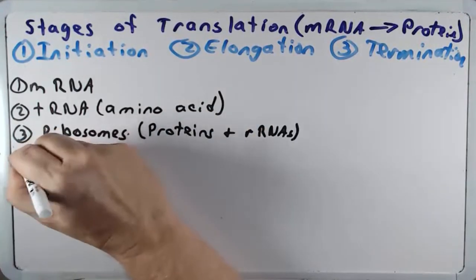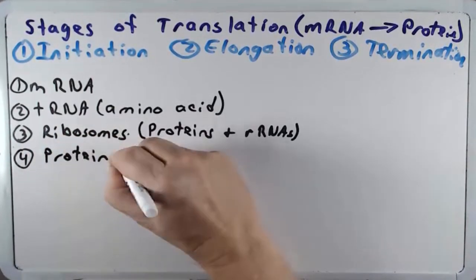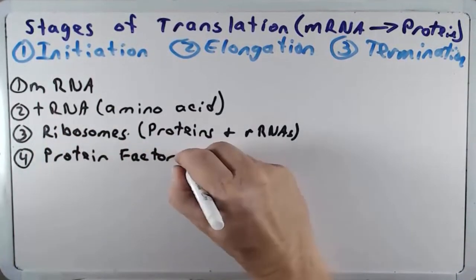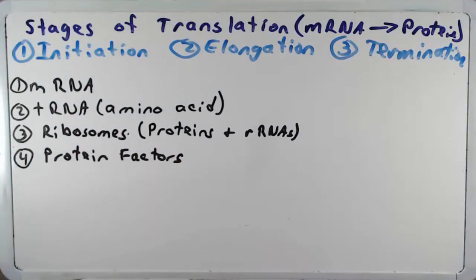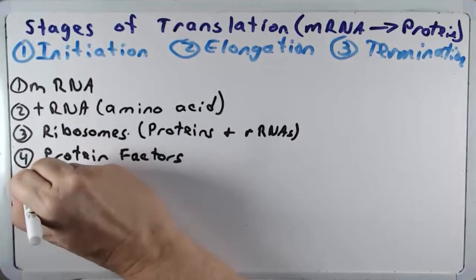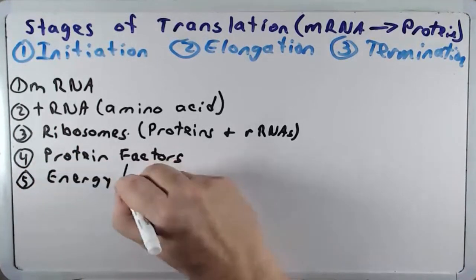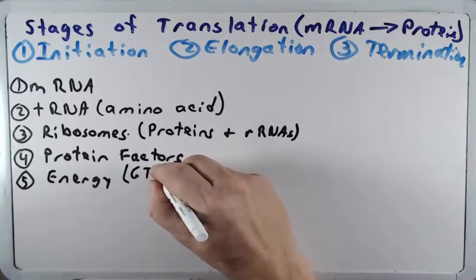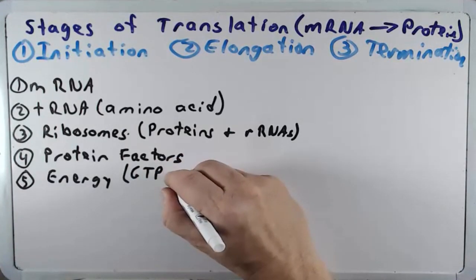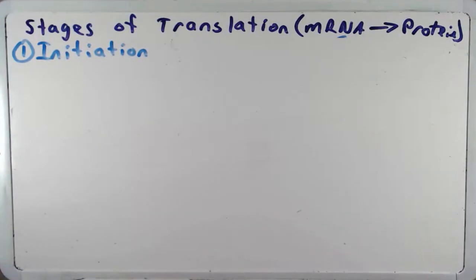To make this all work, we also need various protein factors. So these are just various factors or proteins that are needed to allow each of these stages to occur. So we have initiation factors, elongation factors, and terminating factors. Now, building a protein isn't cheap, so we also need energy. Most of that energy will come in the form of GTP, which is similar to ATP that you've heard of in the past. So let's begin with initiation.